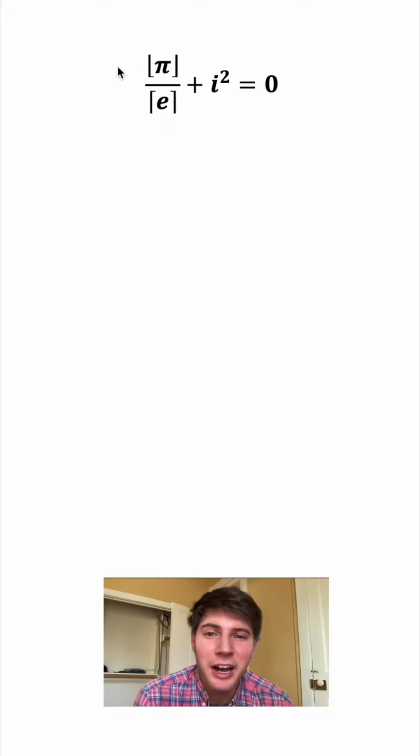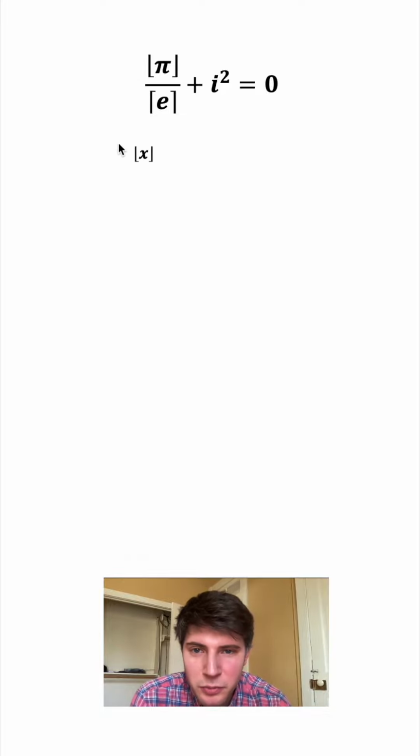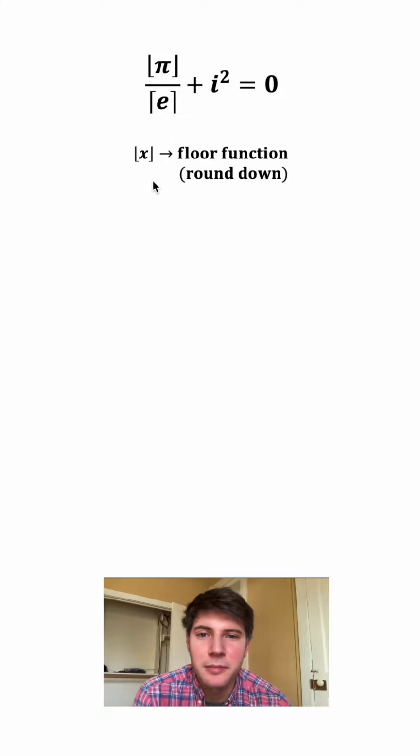So this ties pi, e, and i all into one equation. How do we verify this? You'll notice the pi has these interesting brackets with just the bottom horizontal piece on it. That means the floor function, and it means to round down.